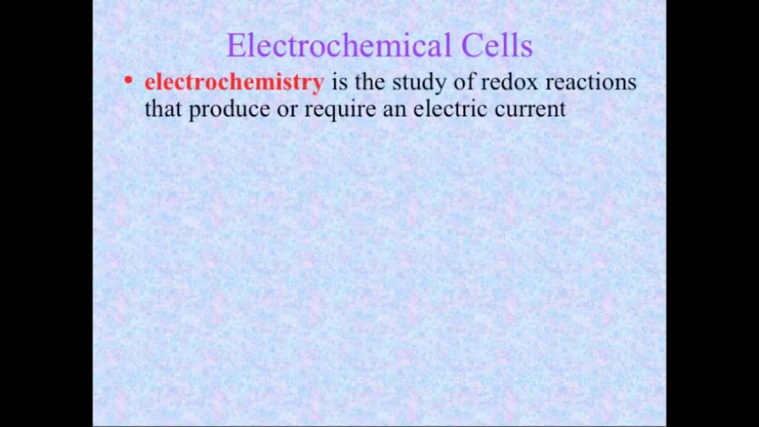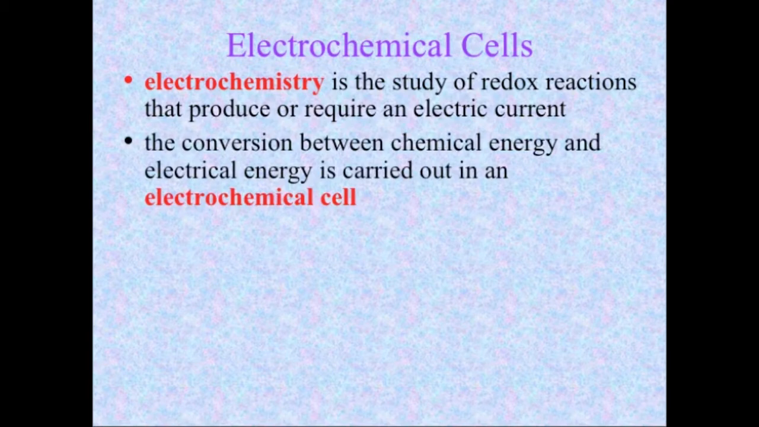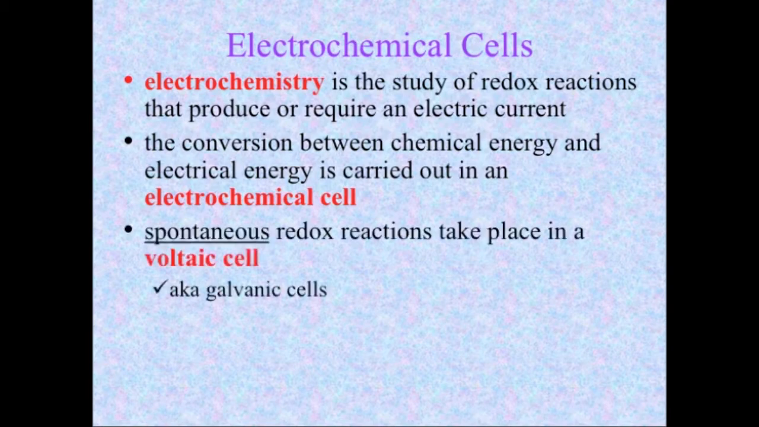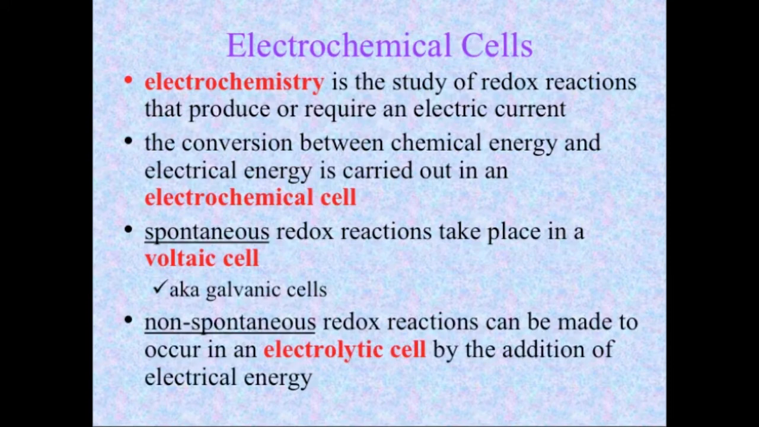Now it's time to start talking about electrochemical cells. Electrochemistry is the study of redox reactions, oxidation-reduction reactions that produce or require an electric current. The conversion between chemical energy and electrical energy is carried out in an electrochemical cell. Spontaneous redox reactions take place in a voltaic cell, also known as a galvanic cell. Non-spontaneous redox reactions can be made to occur in an electrolytic cell by the addition of electrical energy.